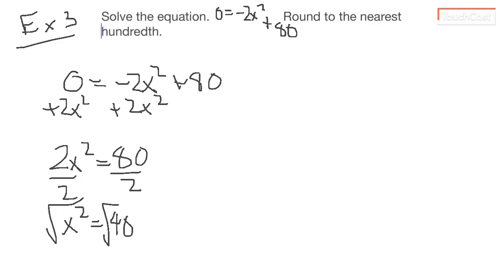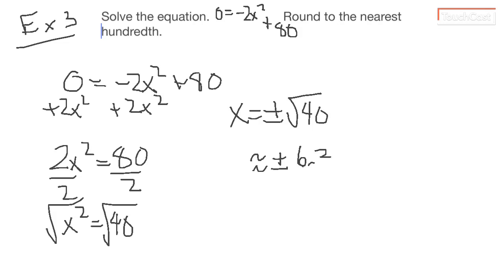Now I take the square root. So x is going to equal the positive and negative square root of 40, which I'm going to use a calculator to estimate. It depends on the version you have, but typically if you hit second and the x squared button, that should get you to the square root. Then I just type in the number, 40, and I get that x is about positive or negative 6.32. The nearest hundredth means we go to 2 decimal places.